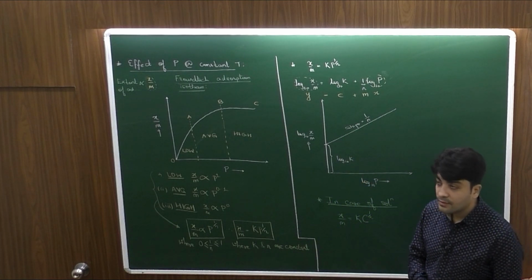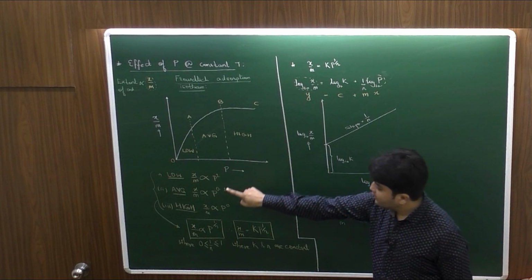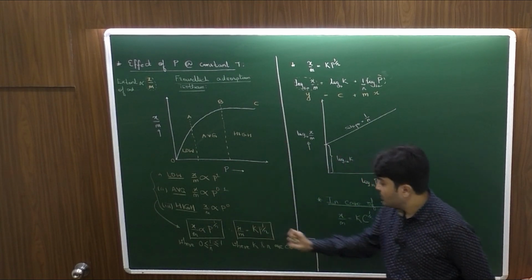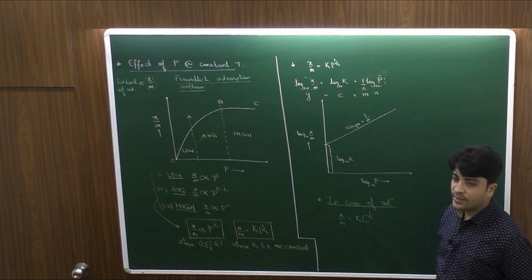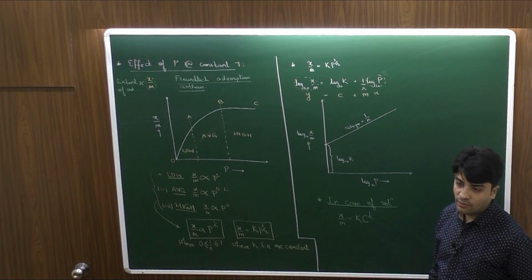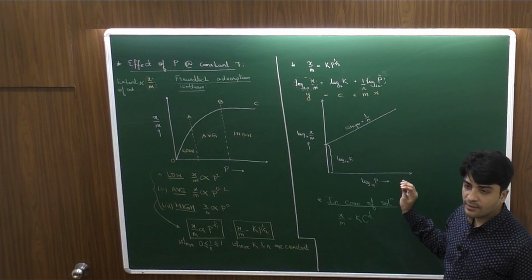Clear? Understood? So generally we represent it for gas on solid, but if there is a solution, we'll just modify it to x by m equal to kc raised to 1 by n, and all the other details remain the same.